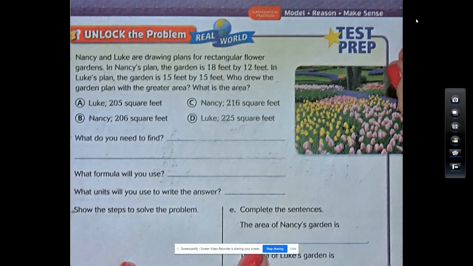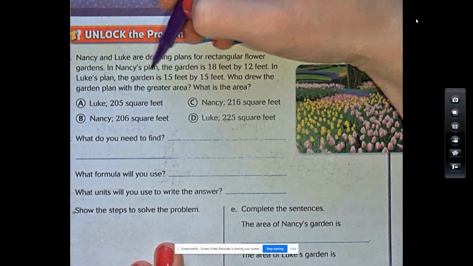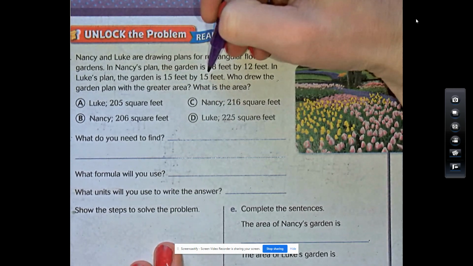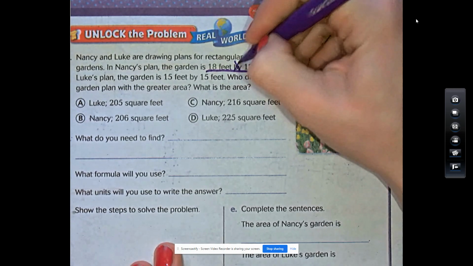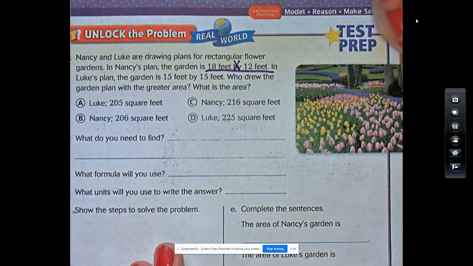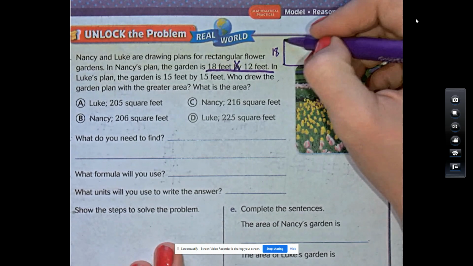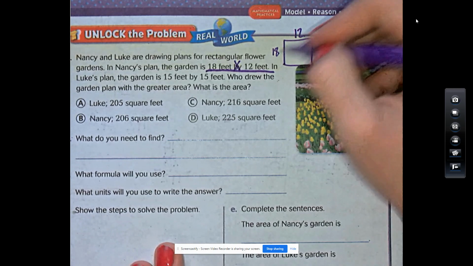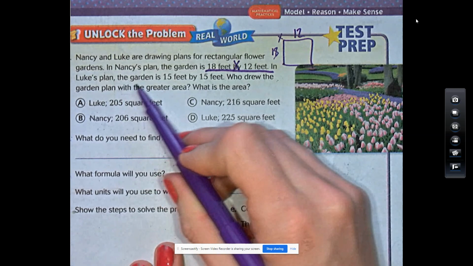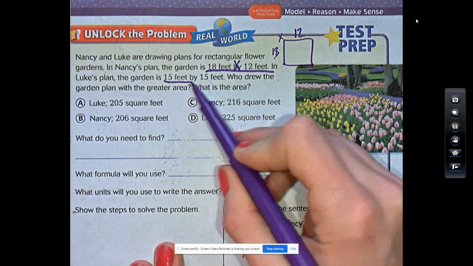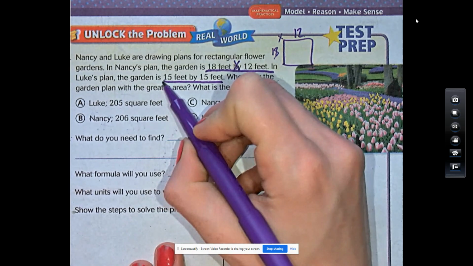Nancy and Luke are drawing plans for a rectangular flower garden. In Nancy's plan, the garden is 18 feet by 12 feet. By is just another word for times, right? It's 18 feet this way and 12 feet that way, right? 18 by 12, 18 times 12, right? In Luke's plan, the garden is 15 feet by 15 feet. Who drew the garden with the greater or bigger area?